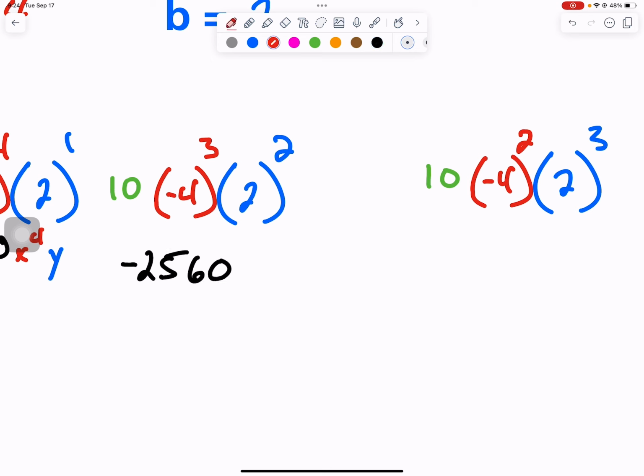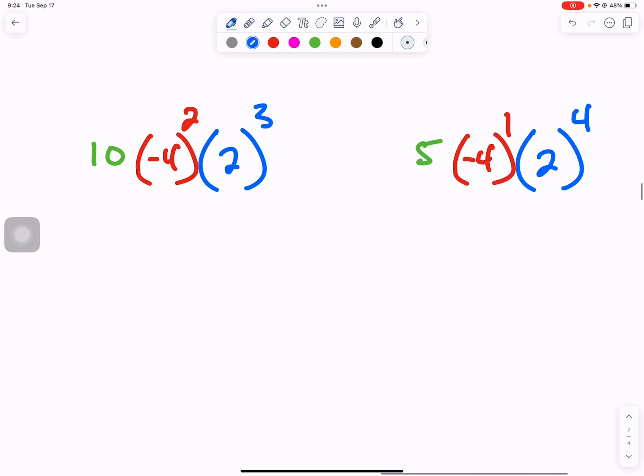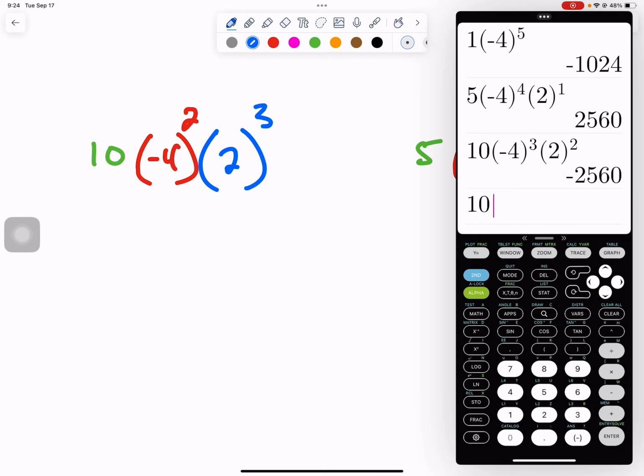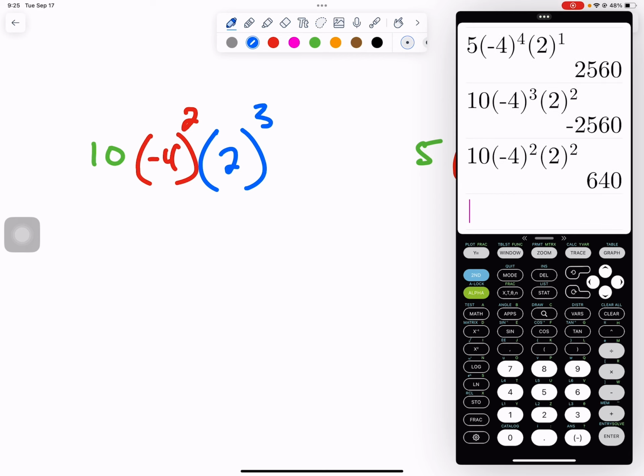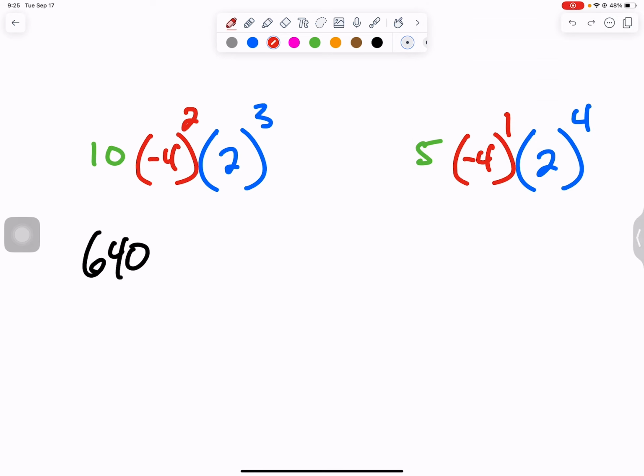All right, and this will be written as x to the third and y to the second. Simple. Not bad. All right, let's continue to follow through. 10, open, -4, close, x squared, open, 2, close, x squared, enter, 640. And we write that as, let me go back. I don't like that. I like to keep that in color. X squared and y cubed.